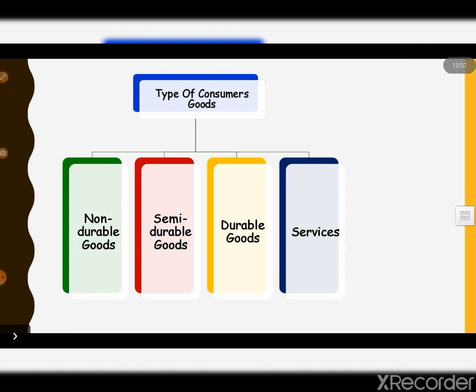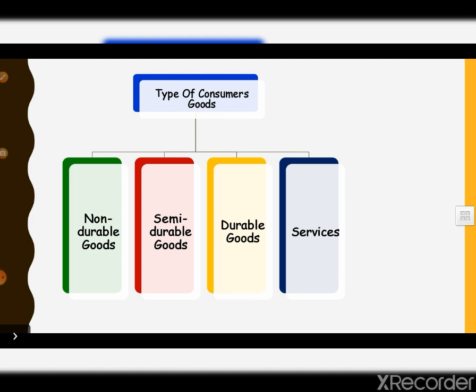Non-durable goods, semi-durable goods, durable goods, and services. Now, non-durable goods are simple, one-time use goods. For example, an apple: you eat it once and it's non-durable. Semi-durable goods are those goods which last for some period of time. For example, your clothes. You wear your clothes for 6 months and then you go and buy another one, right?